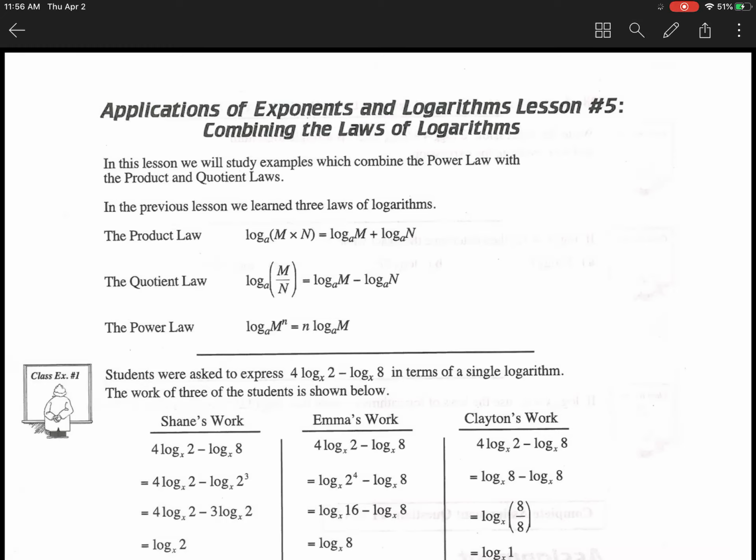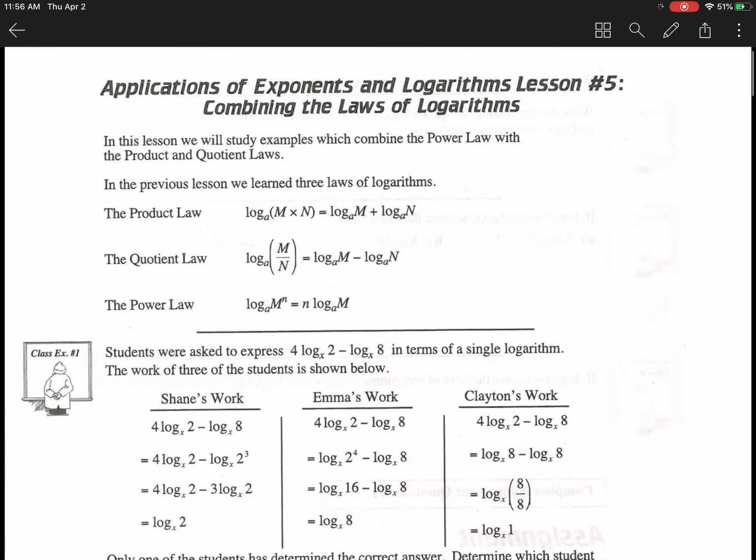Hi 30-2s, a nice short little lesson today. All we're going to be doing is a little more work on combining the laws of logarithms.